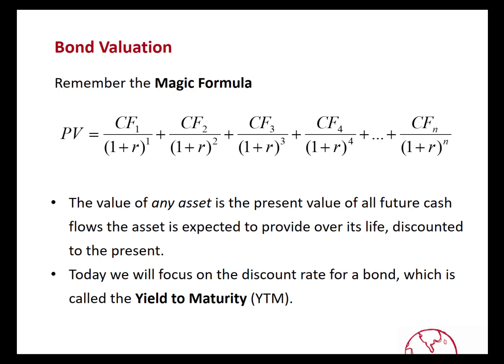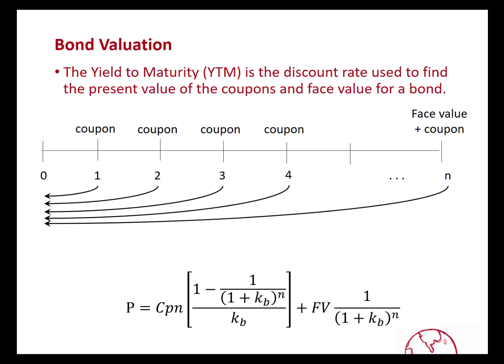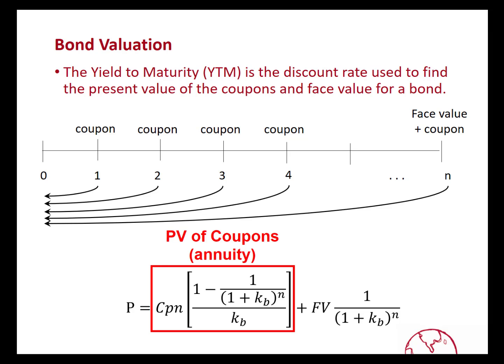So let's remember that you value any asset, including bonds, using the magic formula, where you discount future expected cash flows at some discount rate. When it comes to valuing bonds, the discount rate that we're going to be talking about is the yield to maturity, or YTM. The yield to maturity is the discount rate that we use to find the present value of the coupons and the face value for a bond. And in this formula, it is referred to as KB.